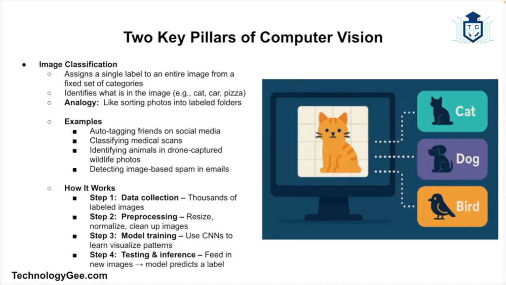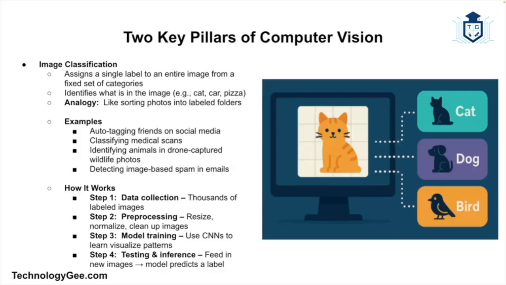All right, so let's zoom in on two of the most foundational and fascinating applications of computer vision. And the first one we're going to talk about is called image classification. And then we're also going to talk about object detection. Now, both are related, but they serve different purposes. So let me go ahead and break them down.